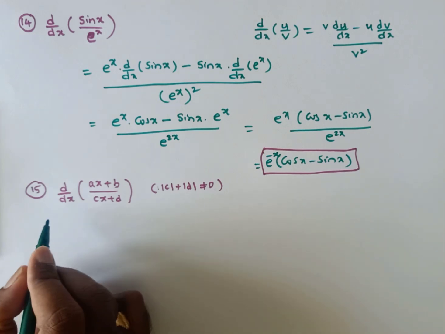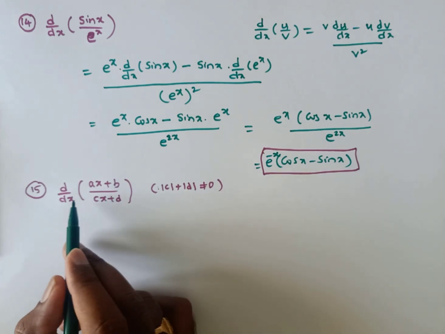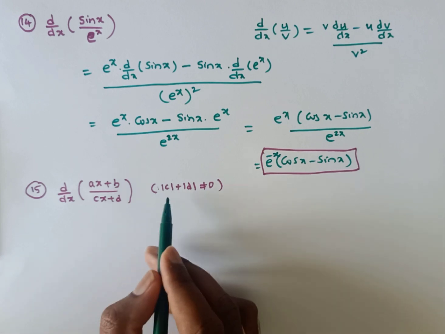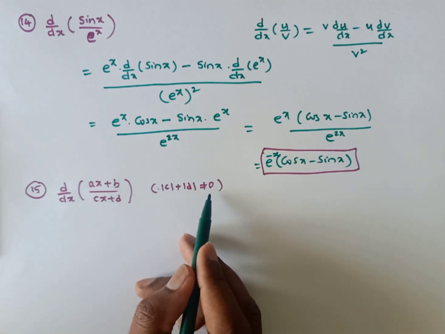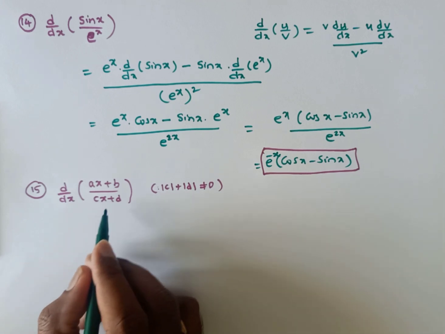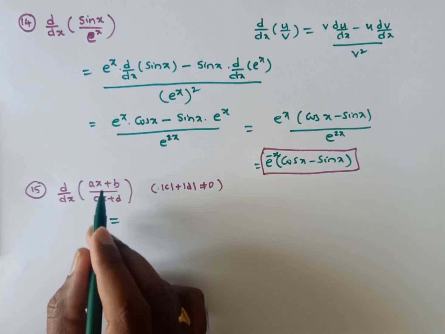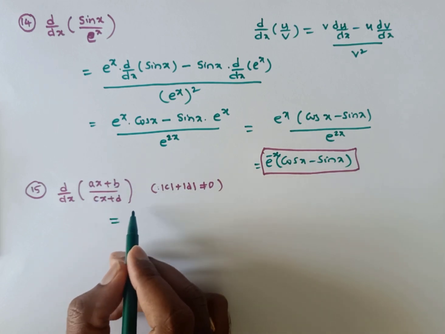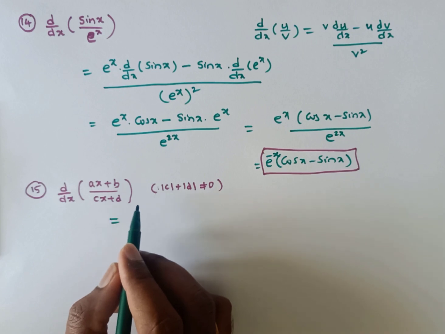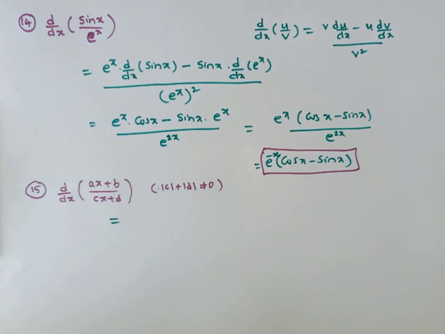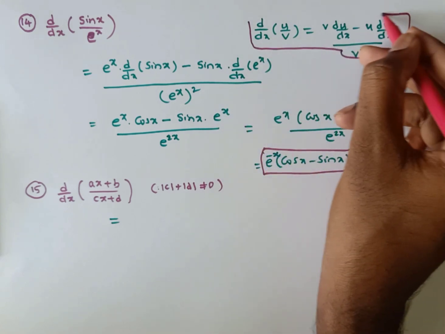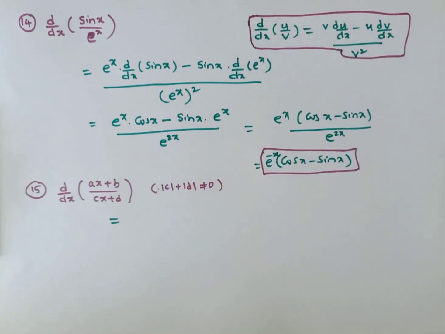Yeah, so this is also based on the u by v rule only. So d by dx of (ax plus b) divided by (cx plus d), where modulus of c plus modulus of d is non-zero and a, b, c are some real numbers. Now again it is like u by v, so this is u and this is v. So the formula is (v into du by dx minus u into dv by dx) by v square. You can note this formula down.